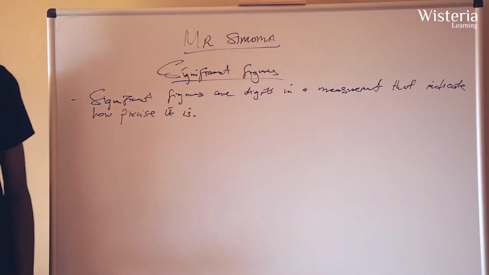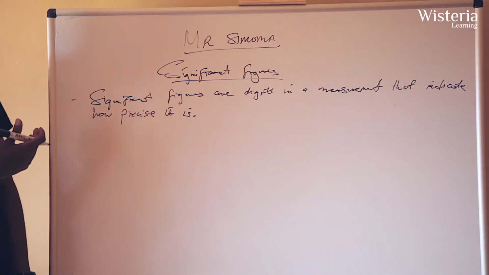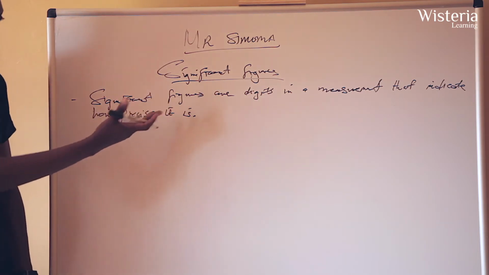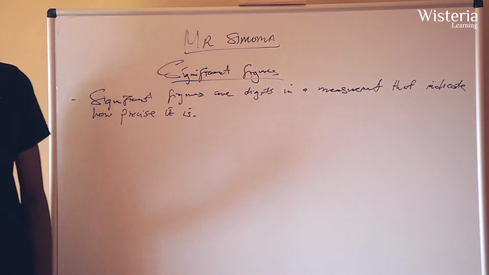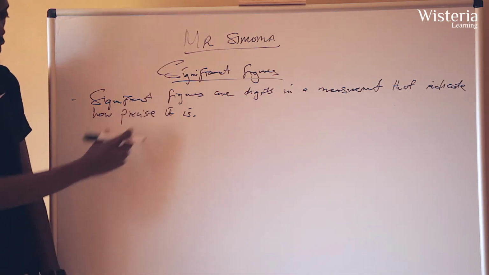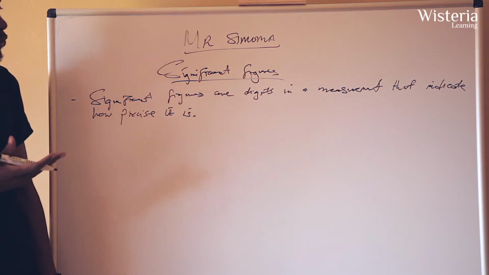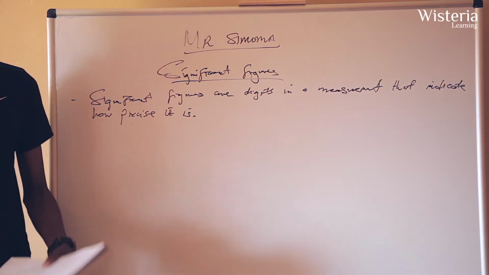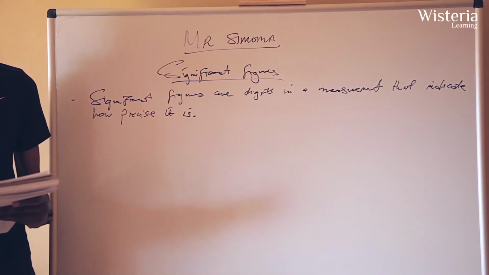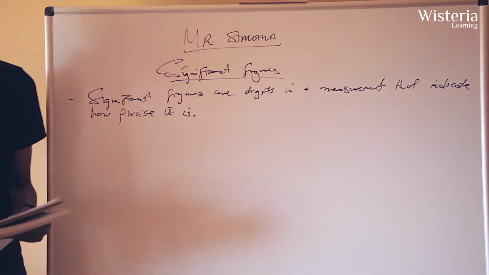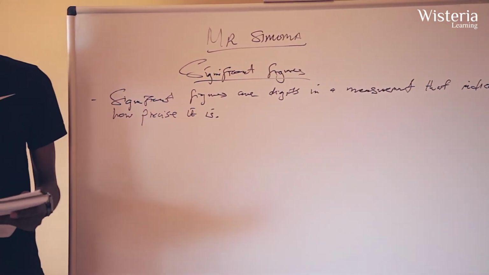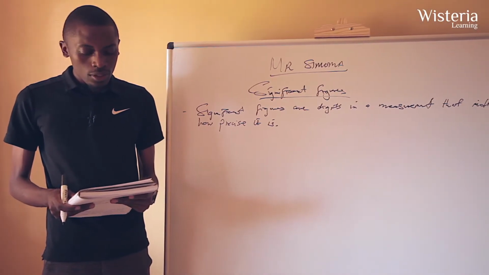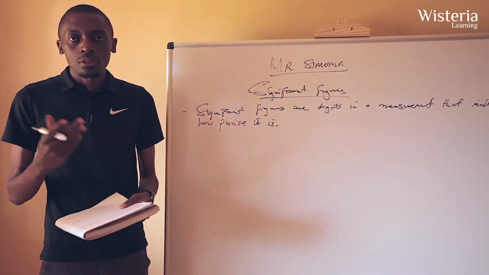Okay, there we go. So we're going to look at it together in case you have difficulties reading my handwriting. Significant figures are digits in a measurement that indicate how precise that measurement is. So that is what we have written for you on the board. Now, you need to understand that when we look at significant figures in a measurement, we need to follow certain rules in order to understand how significant figures in a measurement work.